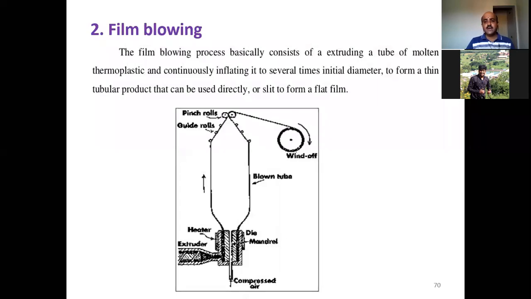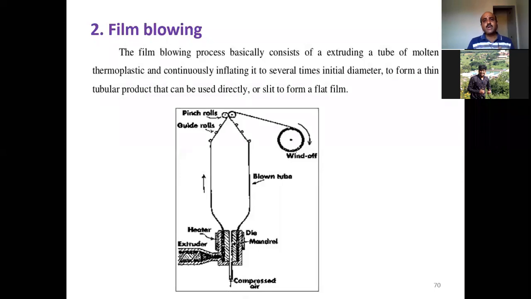In this case, the extrusion of a tube of molten thermoplastic. So basically, this is the second type of process. The technique I am discussing here is film blowing. Film blowing basically consists of extruding a tube of molten thermoplastic and continuously inflating it into several times its initial diameter.